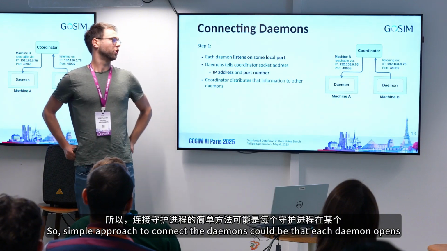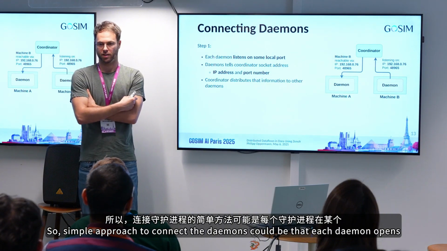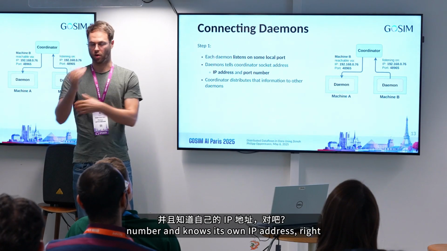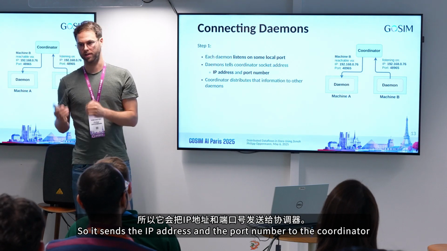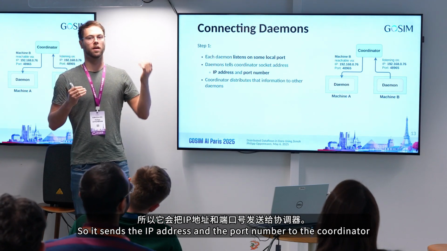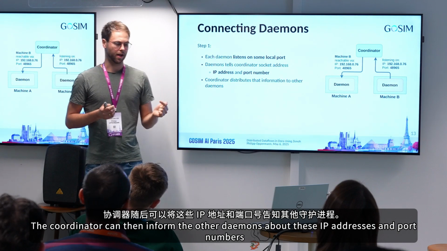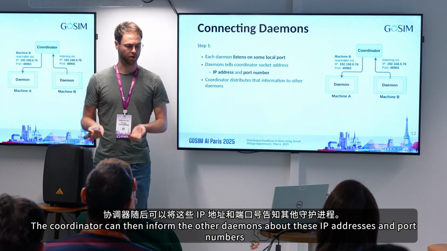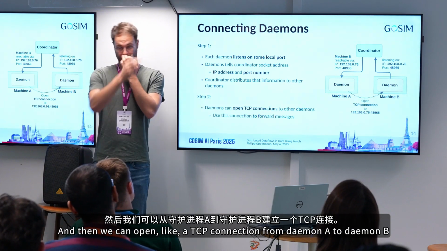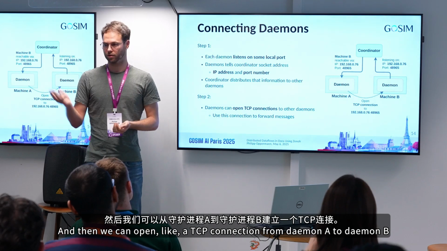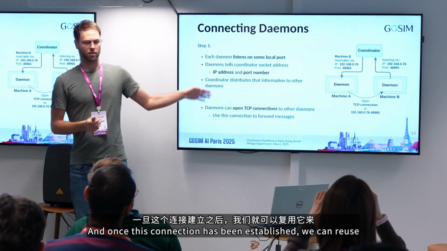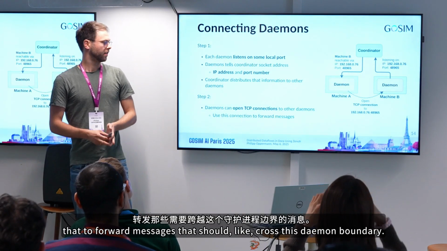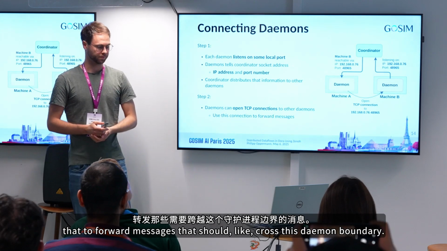So a simple approach to connect the daemons could be that each daemon opens a TCP port on some local port number and knows its own IP address, right? So it sends the IP address and the port number to the coordinator. The coordinator can then inform the other daemons about these IP addresses and port numbers, and then we can open a TCP connection from daemon A to daemon B. And once this connection has been established, we can reuse that to forward messages that should cross this daemon boundary.